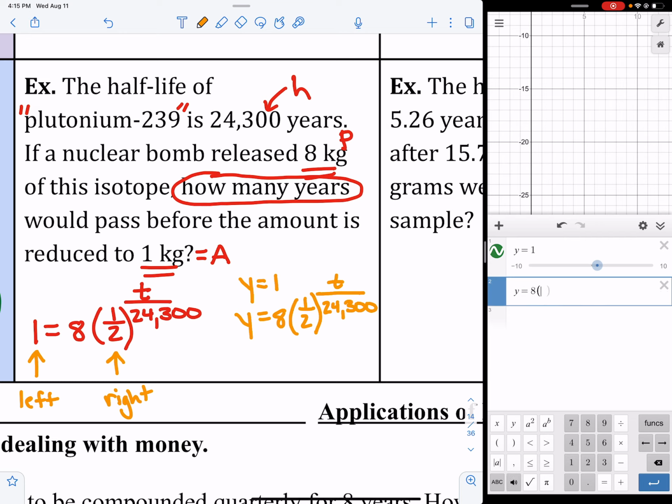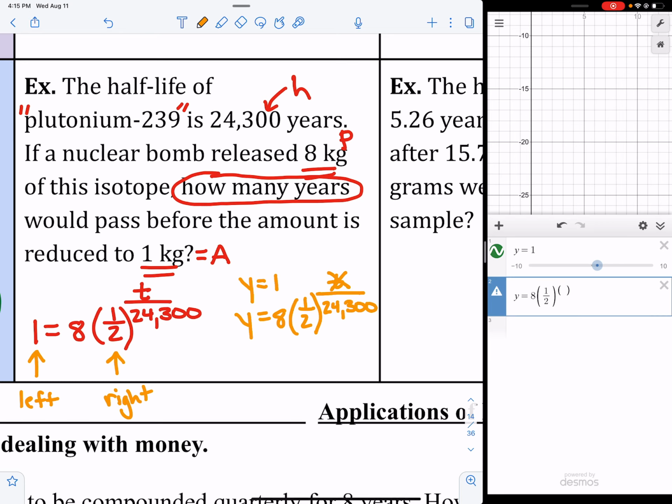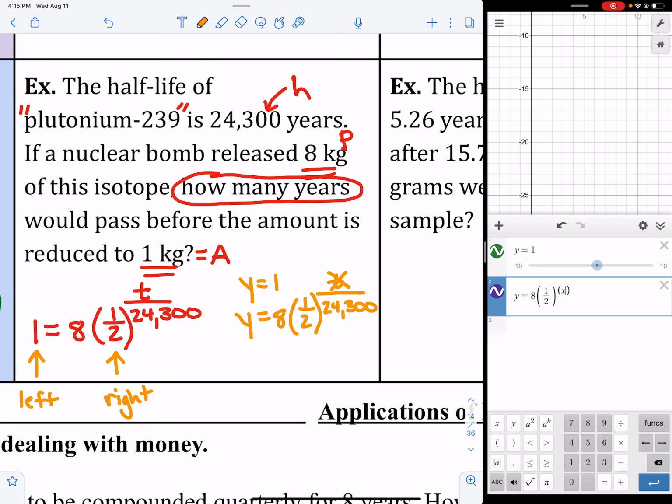So we have 8, we have a base of 1/2, not 12, we need 1/2. Let me get that straightened out. Okay, then we need an exponent. Now we know that Desmos does not like letters like T, so we're just going to make that an X when we type this in. So it'll understand that that's our variable. So X divided by 24,300. Don't put any commas. Desmos doesn't like those either. And then we need to find where these touch.